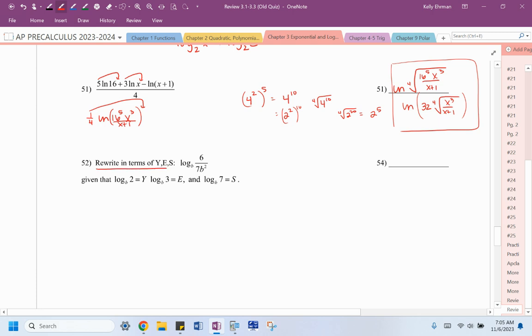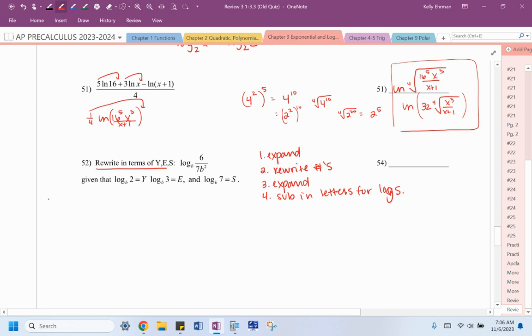So rewrite in terms of: YES means expand, rewrite the numbers if needed. Like we had bigger, ours was harder on the worksheet. We had bigger numbers to work with. We'll break down 6 and 7 if needed. You might need to expand again. And then your 4th step should be sub in letters for logs.